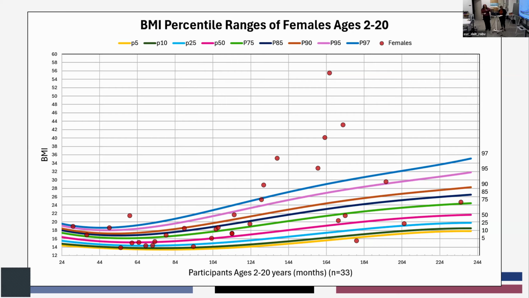So on our female chart here, you can see a little bit in the beginning that within the children, at this younger age, they are within their normal ranges of BMI, and then as they get older, you have some who are over the 95th percentile.